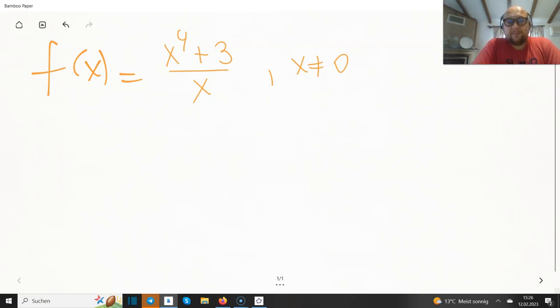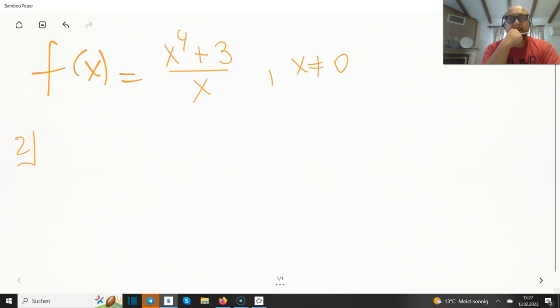Also, the behavior towards plus or minus infinity must be the same because plus 3 isn't changing anything there. But we will see also some more issues. One of which is we have no 0 points, obviously, because the numerator is always positive. So let's start. First point, the domain: x is unequal to 0. We're done.